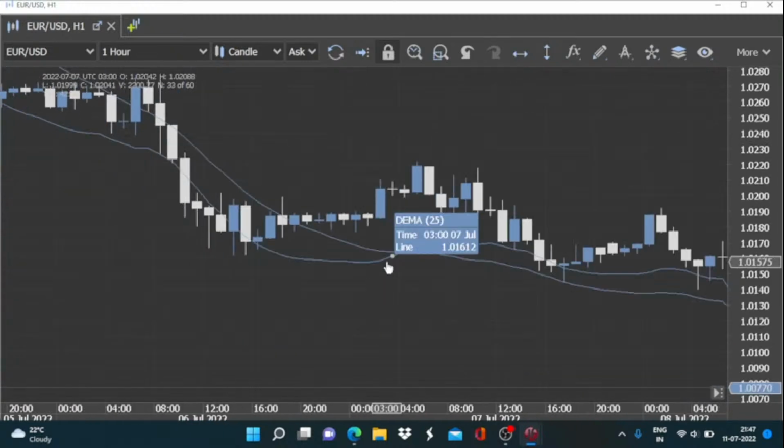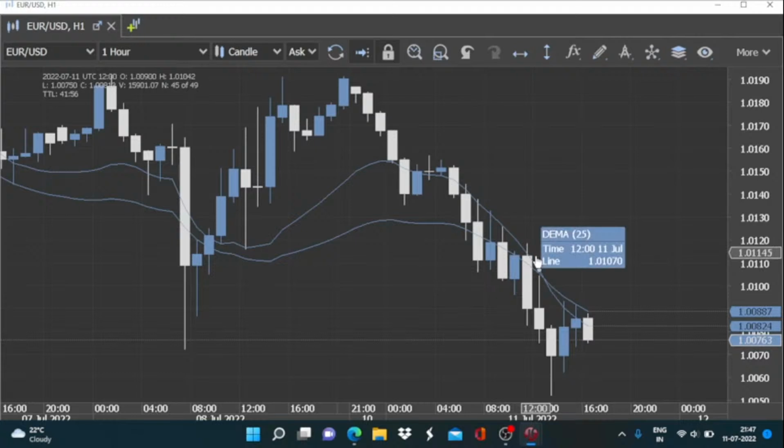One classical use is that whenever there is a crossover of the lower time frame DEMA from the lower side to the higher side, that is indicative of the trend turning bullish from bearish, and whenever the lower time frame DEMA crosses below the larger time frame DEMA, that can be considered as a momentum shift from bullish to bearish.